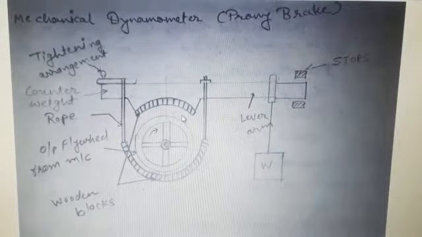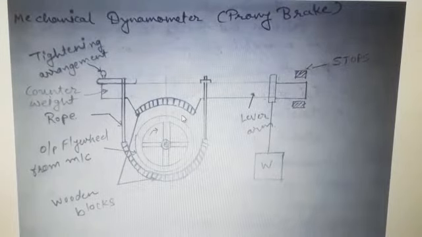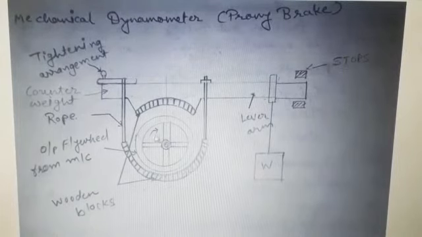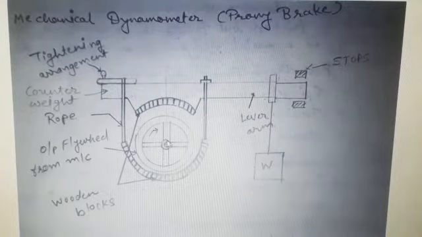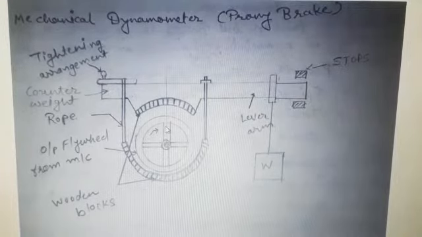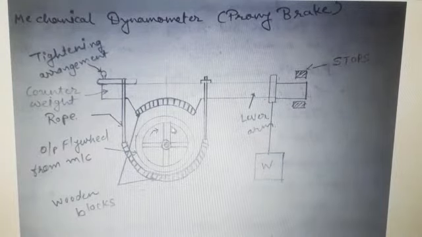Now start the working of Prony brake dynamometer. First, the shaft is rotating. When the shaft is rotating, we have mounted a brake drum, or we can say a pulley. So this brake drum or pulley will also rotate with the help of this rotating shaft. You can see this arrow. This arrow denotes that the pulley or our brake drum is rotating in the clockwise direction.